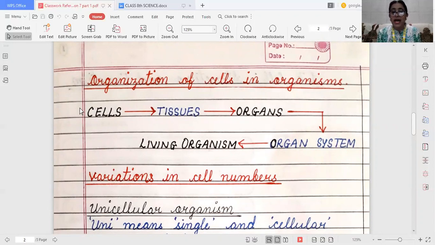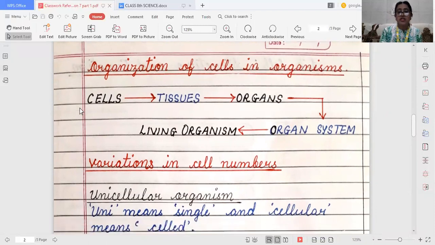So this is known as organization of cells in organisms. Cells, tissues, then organs, organ systems, and living organisms. Then comes the variation in cell numbers.